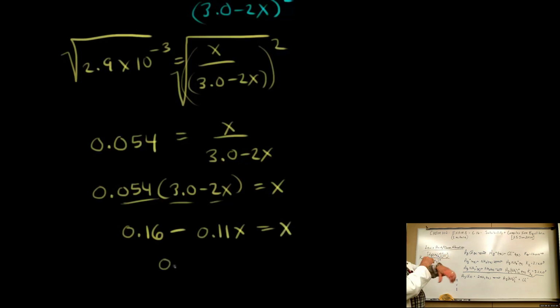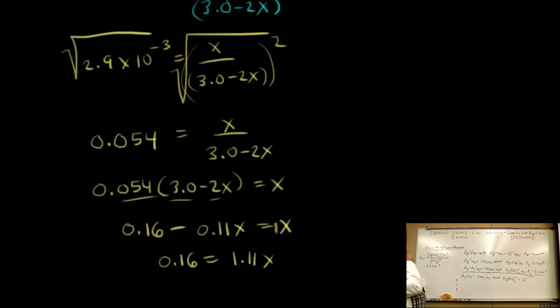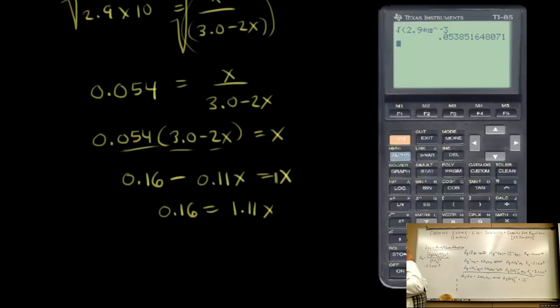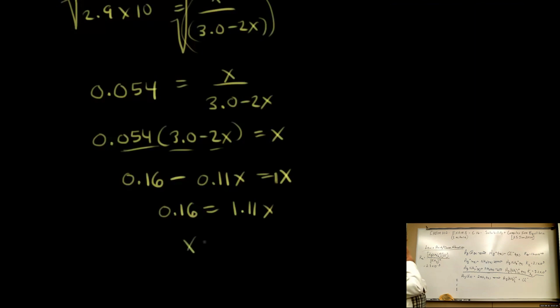So we have 0.16 = 0.6... we put both x's on one side. This is 1x, and this is 0.11x. So 1x plus 0.11x is 1.11x. And so now we need to solve for x, right? So we've done our math here. We have 0.16, we need to divide that by 1.11, and that is equal to 0.14. So x is equal to 0.14, which is only approximate because of all the rounding that we've done.